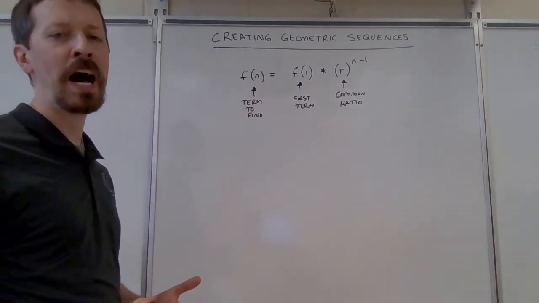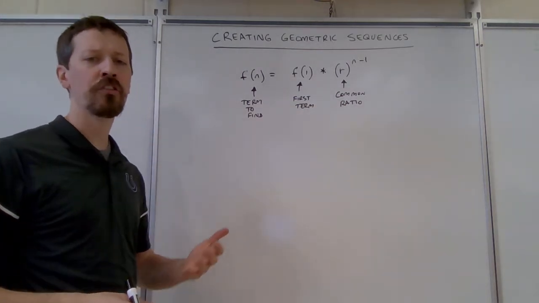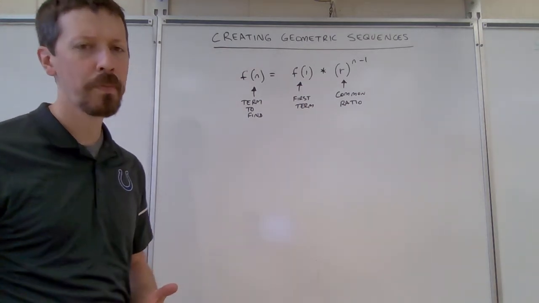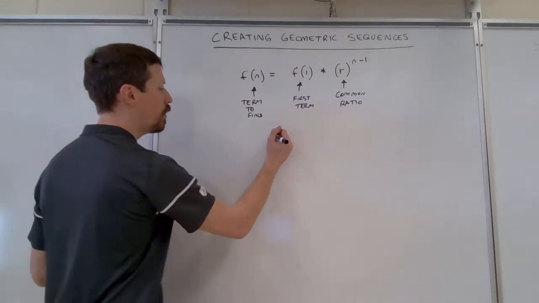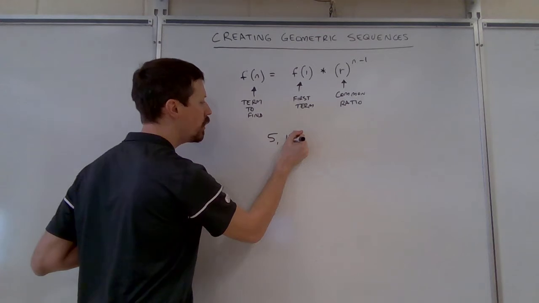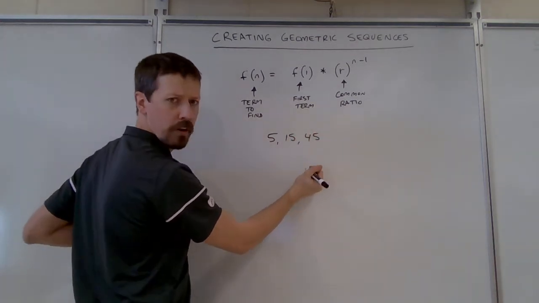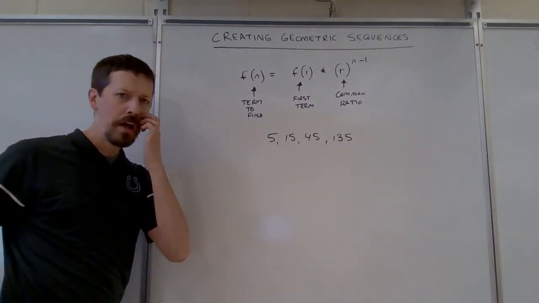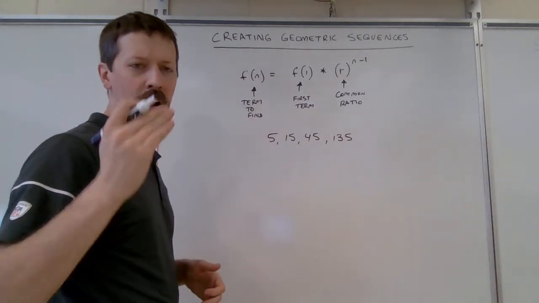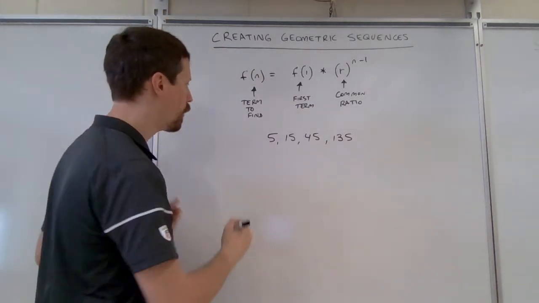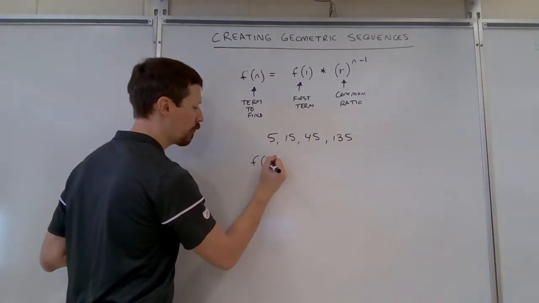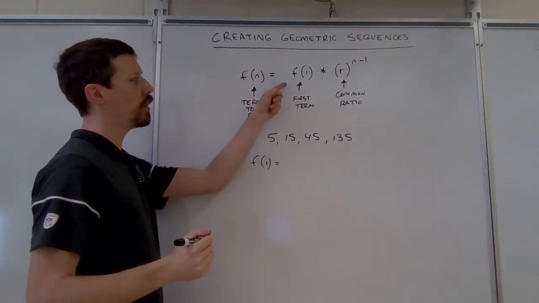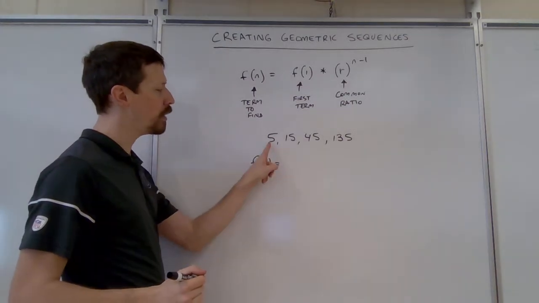So let's see if we can try a couple of these. So example number 5, it says create the equation that describes the geometric sequence shown. And it's got 5, 15, 45, and 135. All right, so it says, what is f of 1? So f of 1, remember all f of 1 is our first term. So f of 1 equals 5.